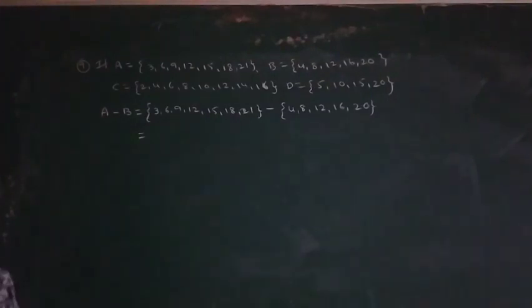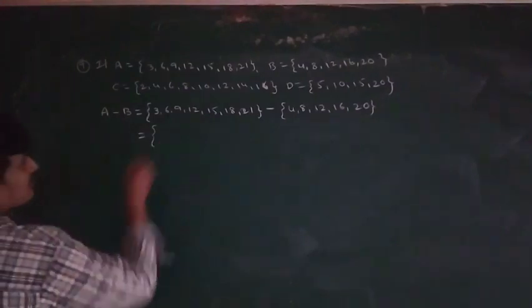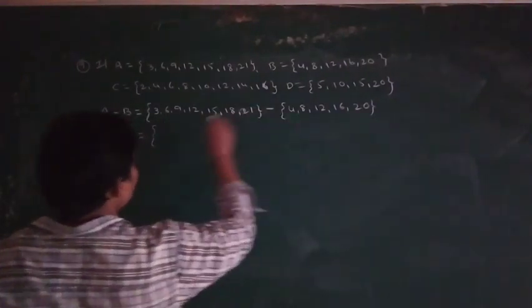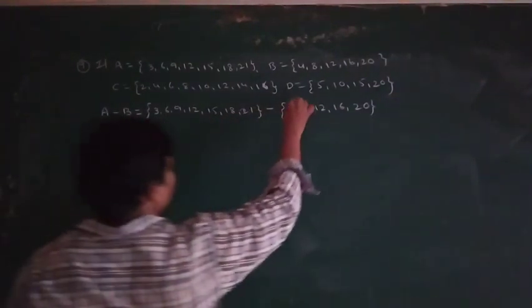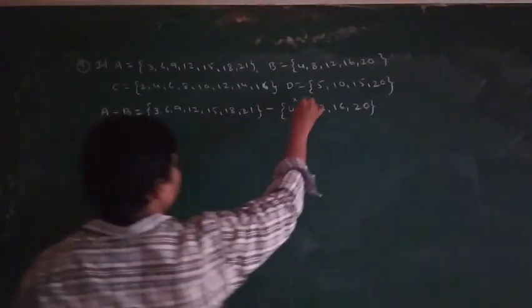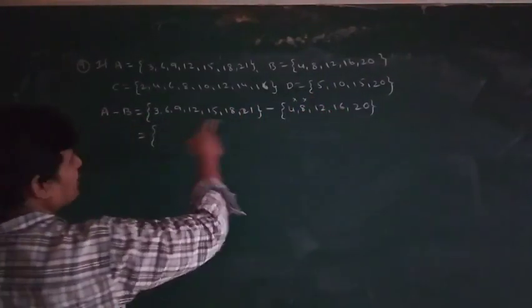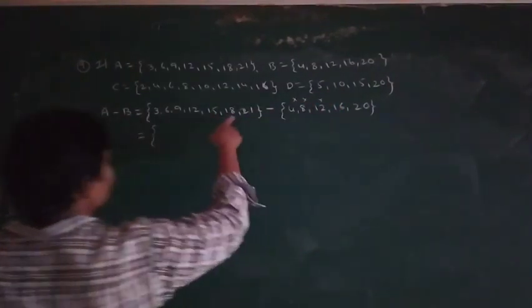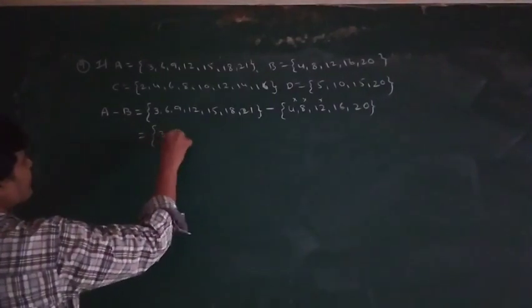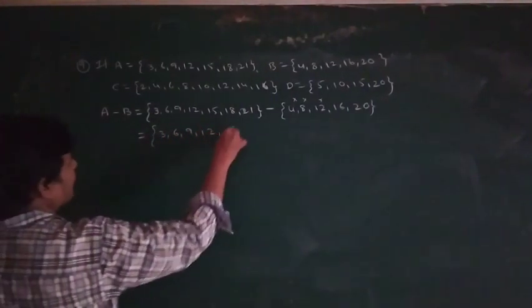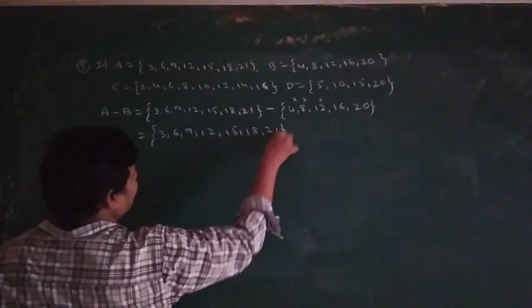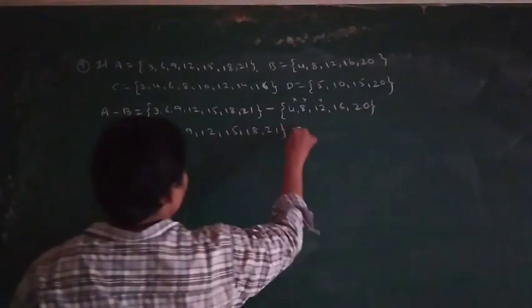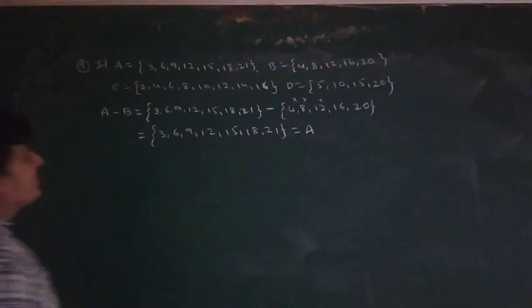Okay, this one. So for example, what is 4? Is 4 there in A? No 4. 8, no 8. Next 12, there is no 12. Next 16, no 16. 20. Okay, so A minus B is equal to 3, 6, 9, 12, 15, 18, 21. So A minus B is equal to A.